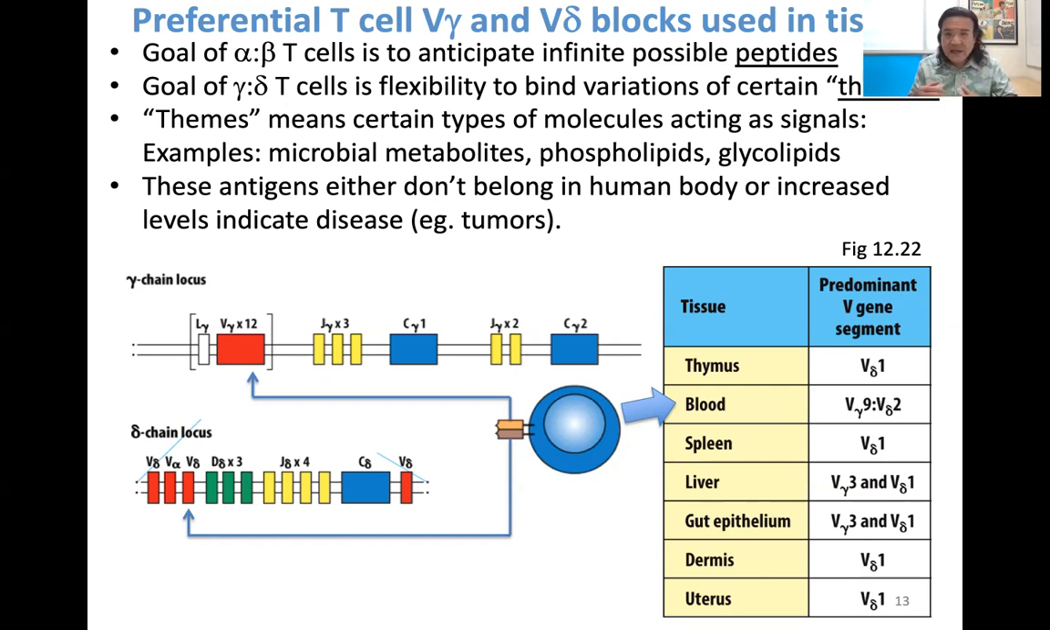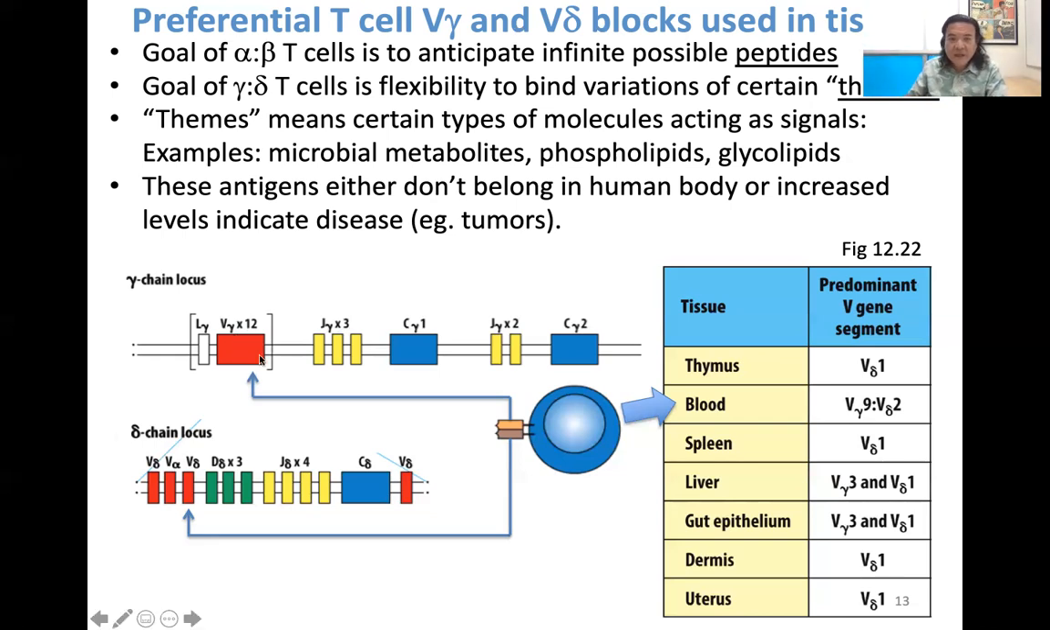So these antigens either don't belong in the human body to start with, like the microbial metabolites, or these are molecules that are produced by our body naturally, but normally in very limited amounts. So if you have cells that are overproducing certain of these weird signals, then that's a good sign that there's something wrong with that cell. And maybe the gamma delta T cell, if it can pick up on that, can tell that cell, hey, maybe you should just undergo apoptosis, because I don't know what's going on with you, but it's not right. So to play it safe, just undergo apoptosis and take yourself out of the picture.